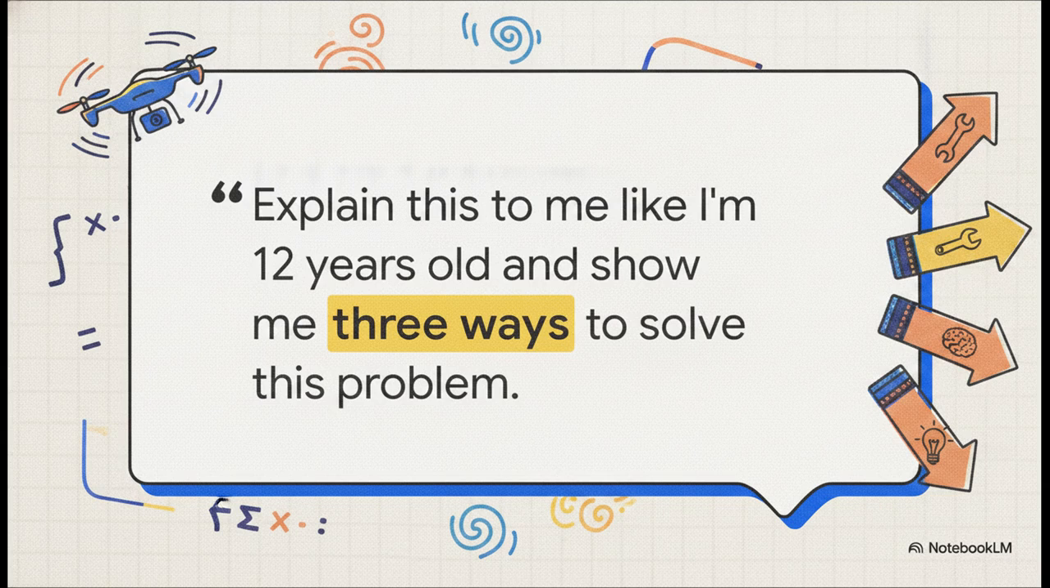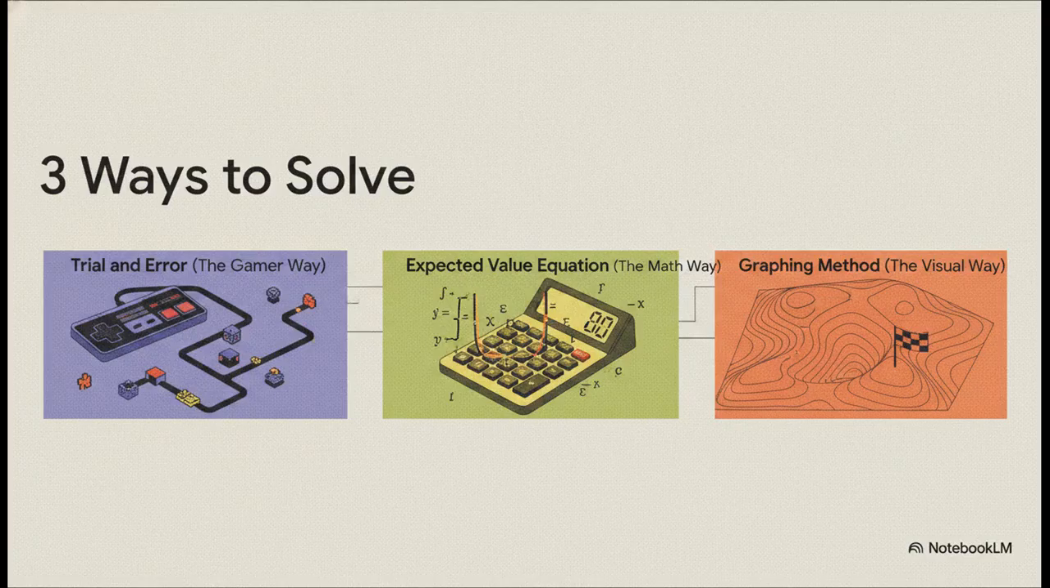Total nightmare, right? Instead of just pasting the question in to get the final number, you use this exact prompt: Explain this to me like I'm 12 years old and show me 3 ways to solve this problem. When you do this, the AI won't just solve it, it'll break down the rules of the game. For that insane drone problem, the AI gave 3 distinct methods.